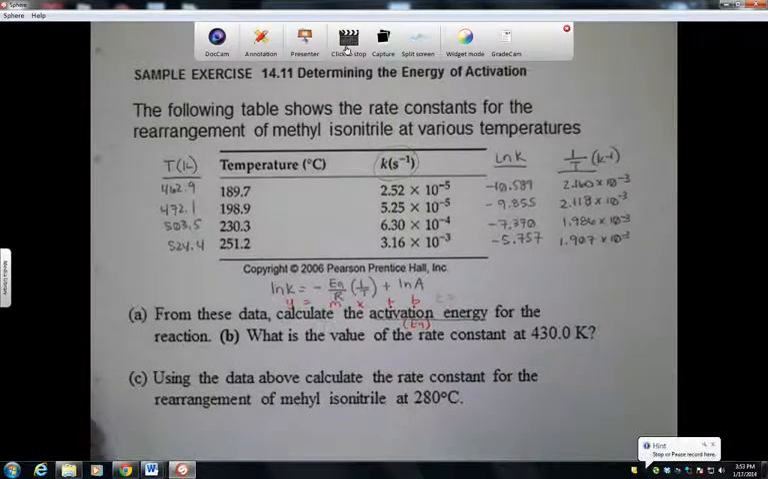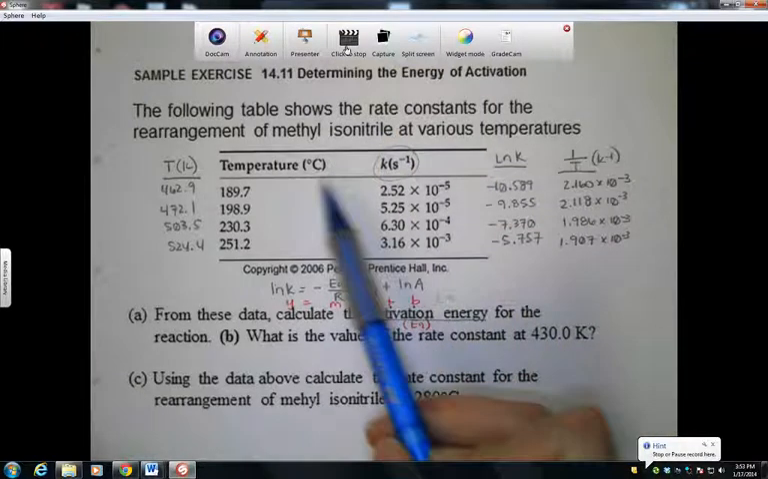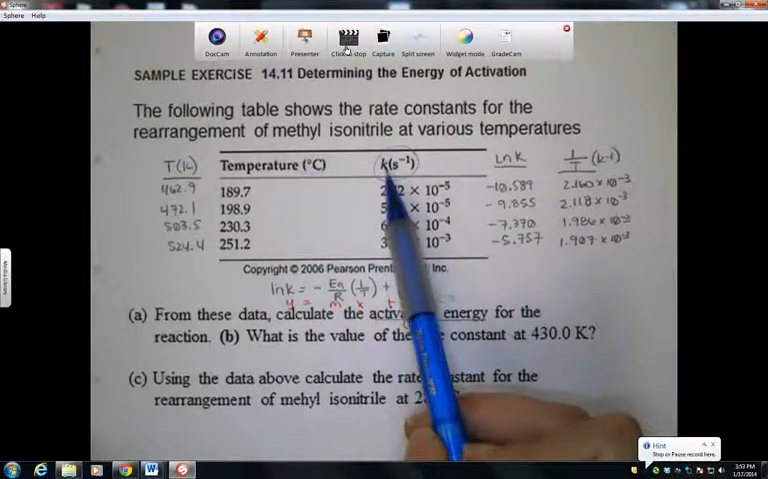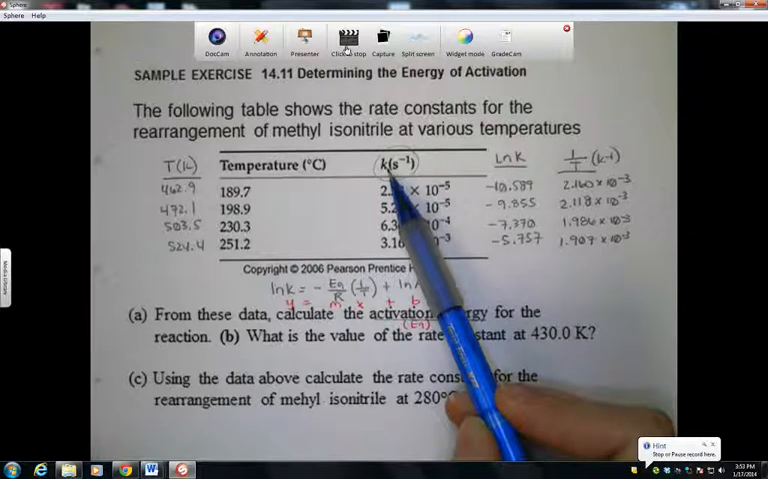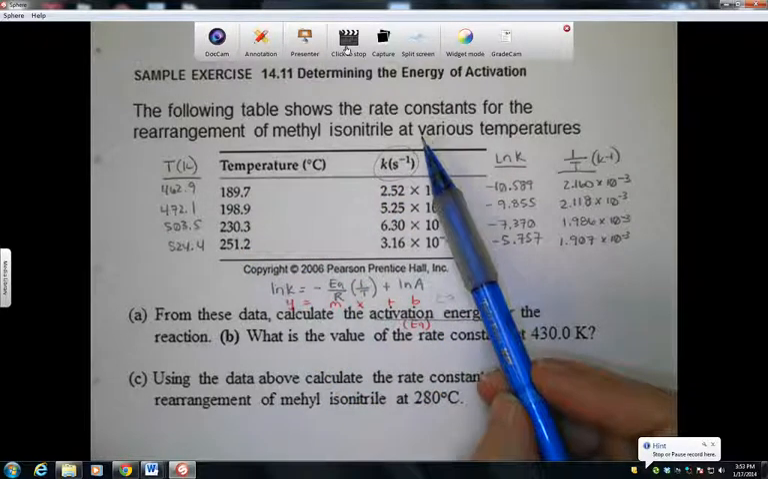Okay, as promised, I'm going to solve this problem from class. So I wrote a couple of things here just to get us going. First of all, I gave you temperature in Celsius, and I gave you the rate constant at all these different temperatures.